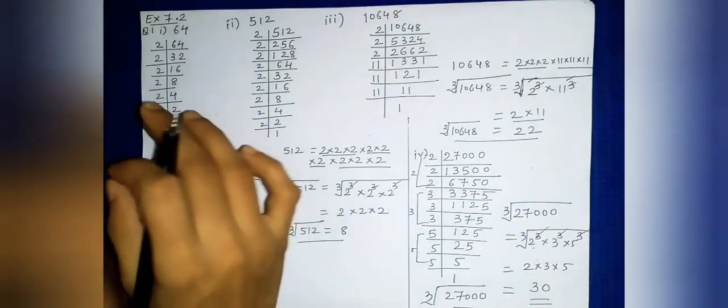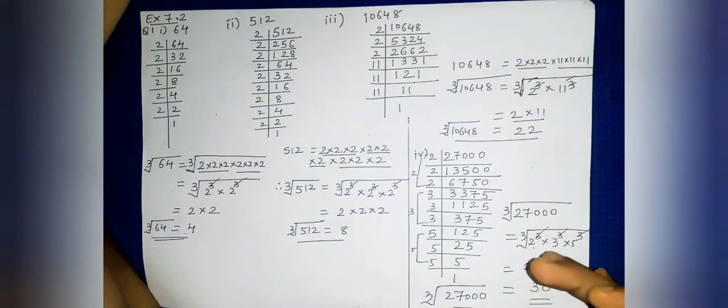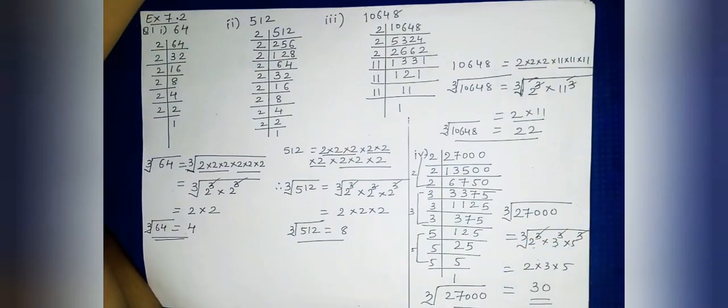So this was questions number 1, 2, 3 and 4 of the first question of exercise 7.2. Now other sums you will try yourself, and if there is any doubt, just let me know. I'll help you out.